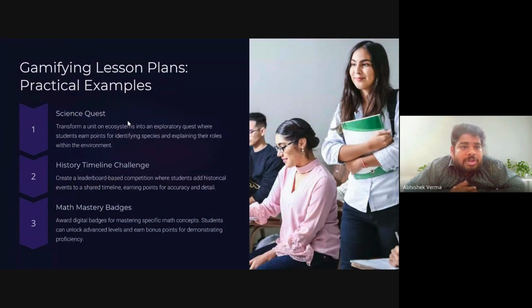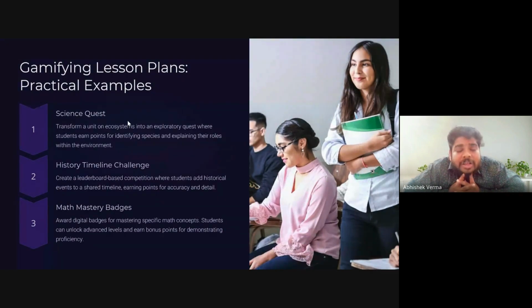How to gamify our lesson plan in a practical mode. First of all, if we are teaching a science subject, we use a science quest, transforming a unit on an ecosystem into an exploratory quest where students earn points or identify the species. We show the species, and if a student answers, the student gets the point. And when we decide some role for the student and the student completes that role, they also get the point.